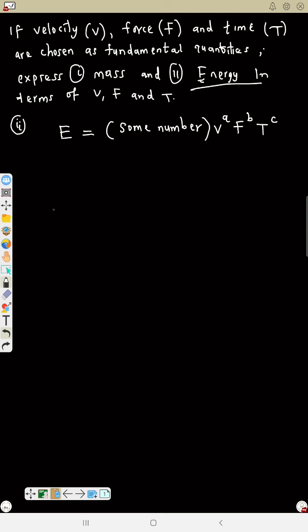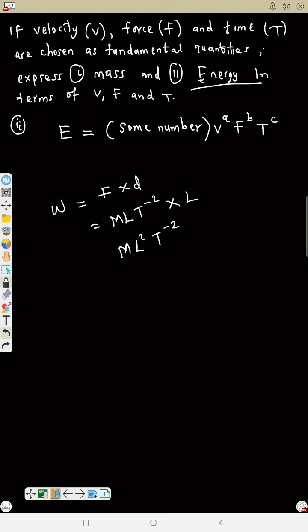And we've already said that work done is what? Force times distance. And force is m l t raised to power minus 2. Distance is a kind of length. So work done is m l squared t raised to power minus 2. So that means we need to equate the two together now.